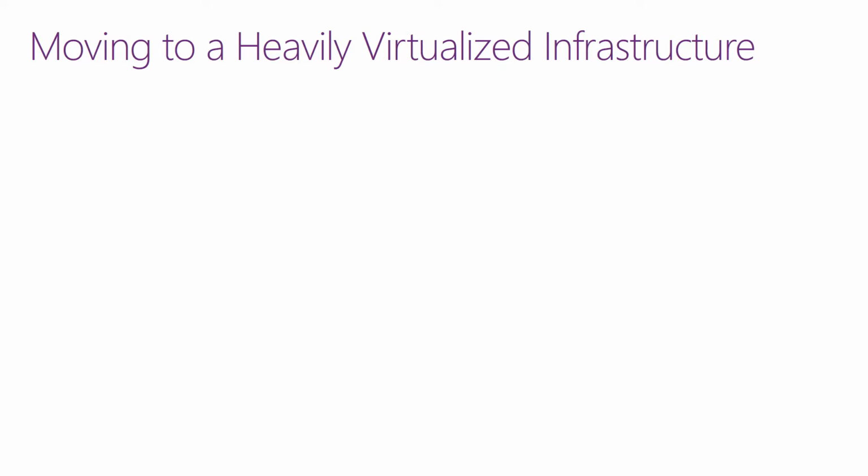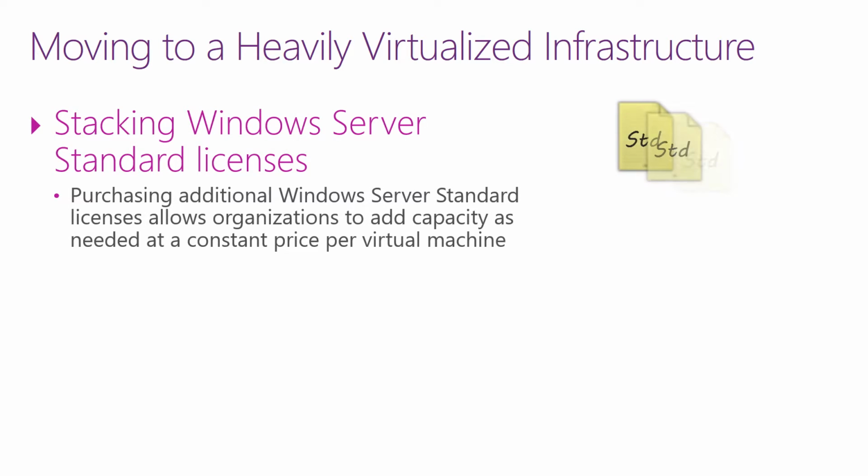Many organizations will start their journey to a virtualized infrastructure by virtualizing just 1 or 2 virtual machines and then building on that. So how does the licensing of Windows Server support moving from a lightly virtualized to a heavily virtualized infrastructure? We've already seen that it's possible to stack Windows Server Standard licenses to add capacity as required. And this is great as there's a constant price associated with that method.